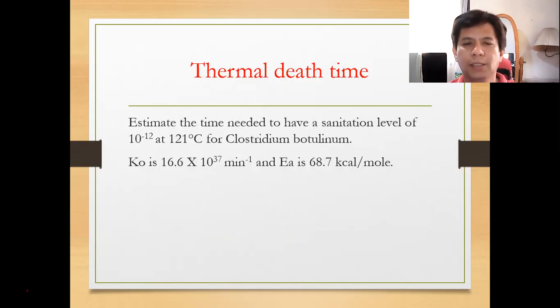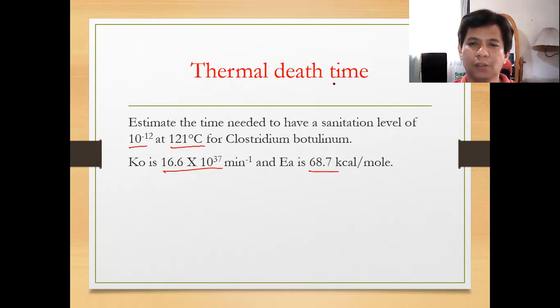Okay? So next, let's calculate thermal death time. You need to estimate the time needed to have a sanitation level of 10 to the minus 12 at 121 degrees Celsius. So ito naman, fix naman natin yung temperature, 121 degrees Celsius. Yun pa rin yung ating sanitation level. Yun yung standard sa kanin, 10 to the negative 12. So we have the same K sub O value, 16.6 times 10 to the 37 per minute. Tapos we have the same activation energy, 68.7 kilocalorie per mole. So ang hinahanap natin dito yung time, TDT, thermal death time.